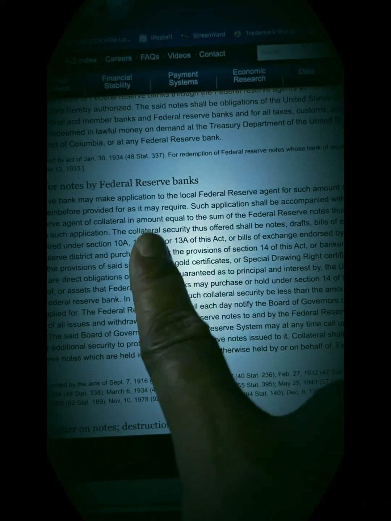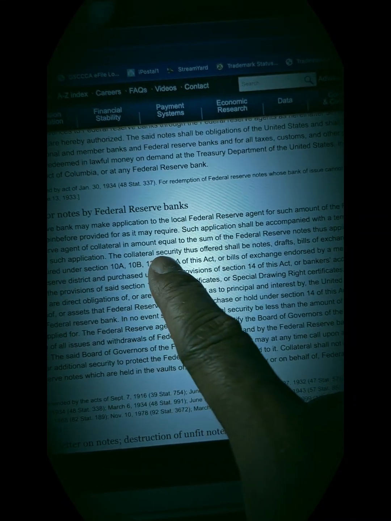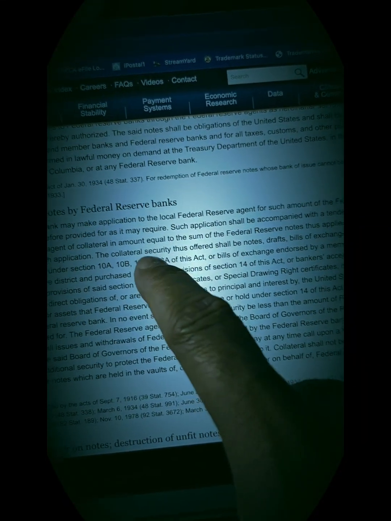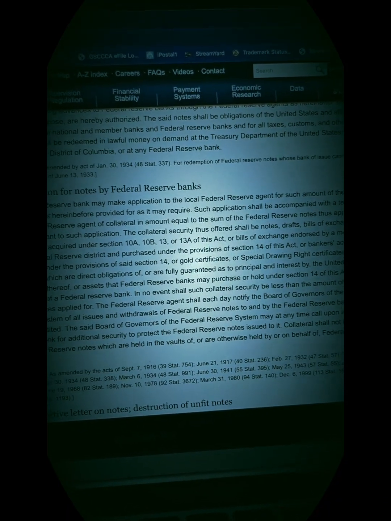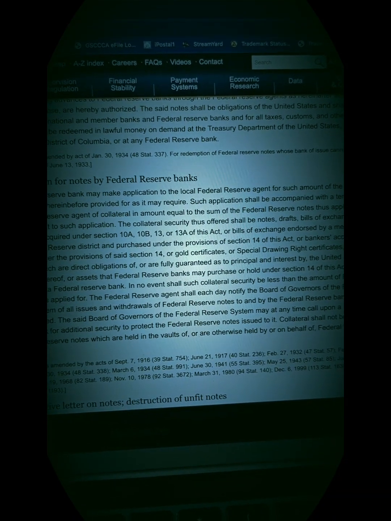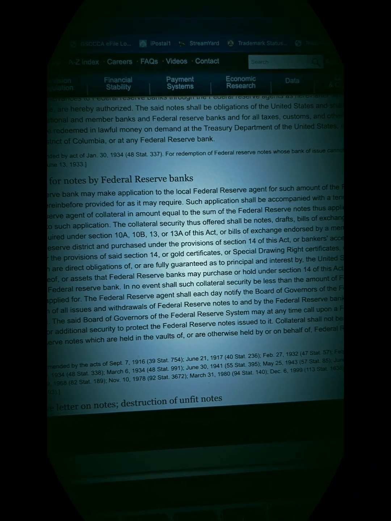I know that was kind of lengthy, but as you see in the very beginning right here, it refers to the collateral security. Does that make the application itself being the collateral? Is that what they're calling it? Is that what they're saying? The collateral security?